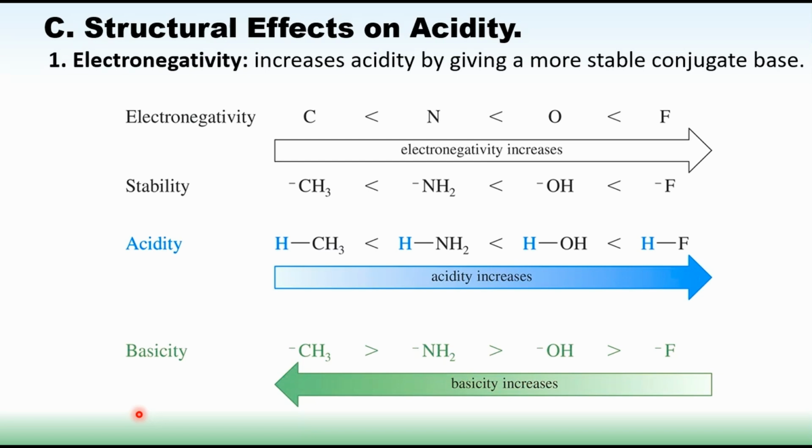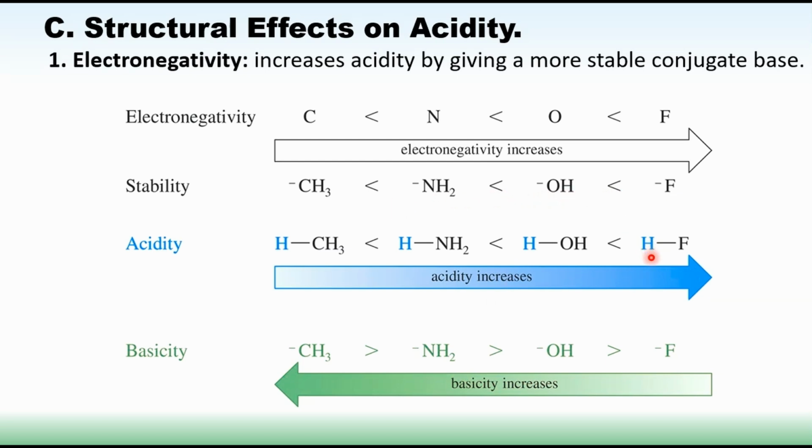So the electronegativity trend increases from left to right and from bottom to top on the periodic table. So going across that second period there, fluorine is the most electronegative element, and carbon's the least. Here in this series, electronegativity is increasing. So now when we put hydrogens on the carbon and make something like CH4, here's methane, here's ammonia, here's water, here's HF. And we say acidity increases going this way due to the stability of the conjugate base.